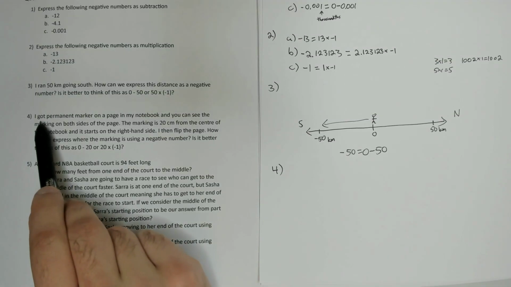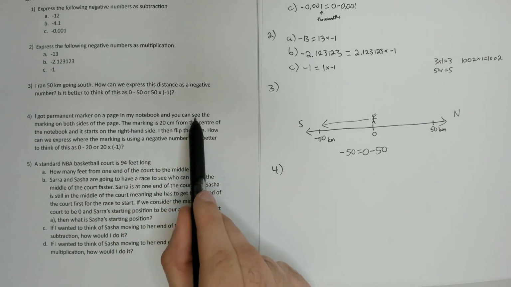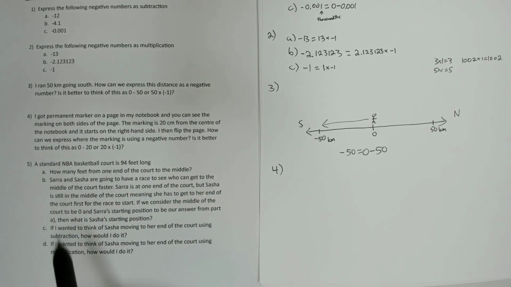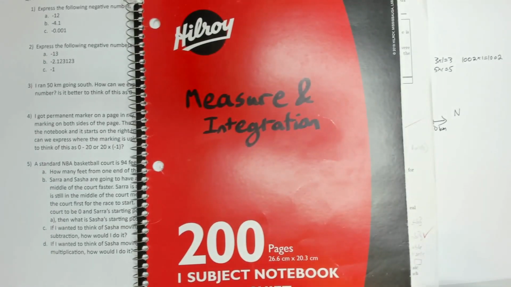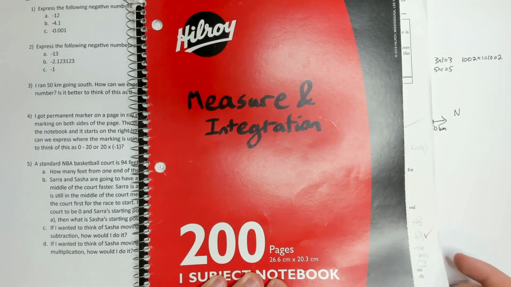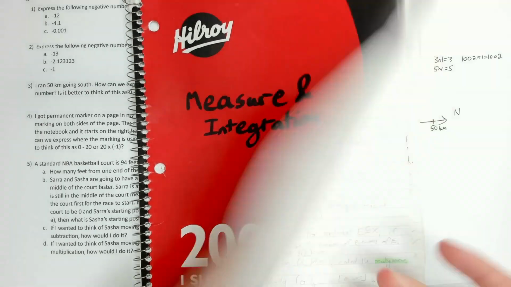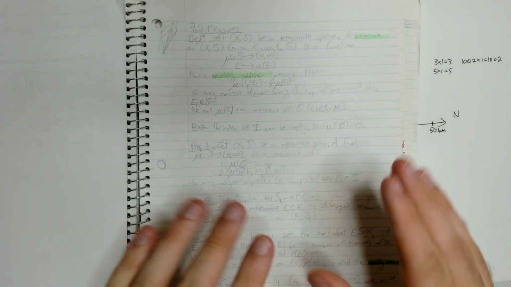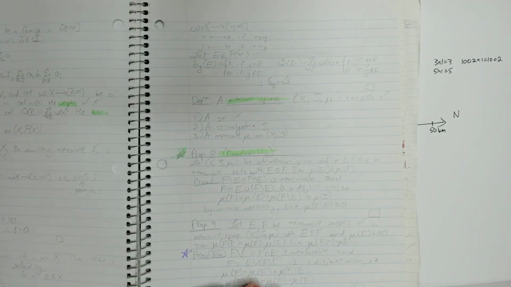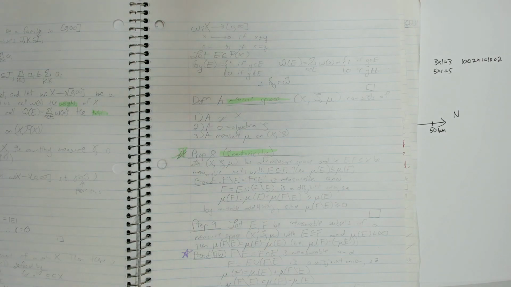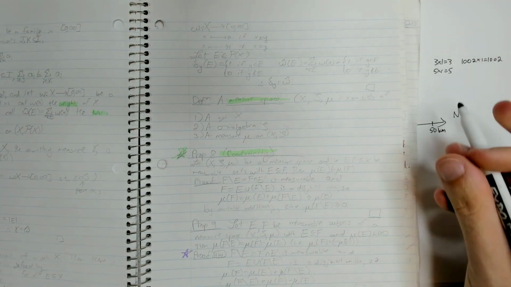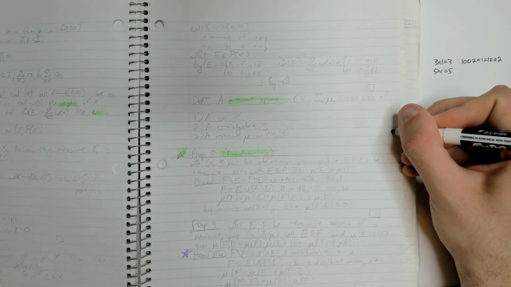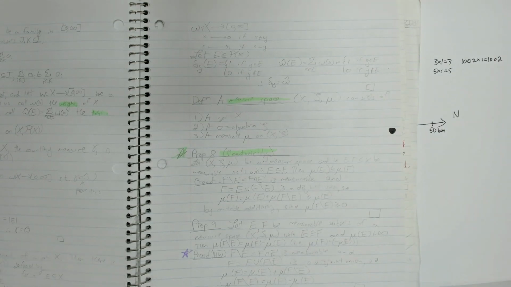All right, so this one says, I got permanent marker on a page in my notebook, and you can see the marking on both sides of the page. So I'm going to take out a notebook here. This was from one of the math classes I took when I was an undergrad. Really good class, and maybe someday we'll cover it on the channel. It's pretty advanced, but in any case, we're going to take a page from here. Let's go with this page. The question says that we applied some permanent marker to it. So I'm going to take a permanent marker here. Well, it's a whiteboard marker, but same thing. And I'm going to get a nice mark going right there.